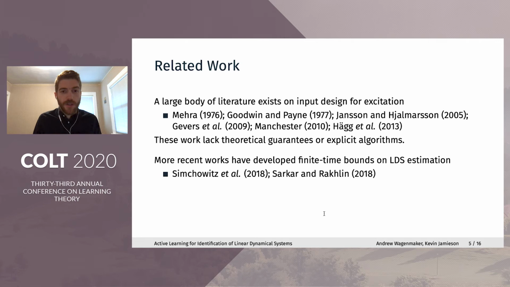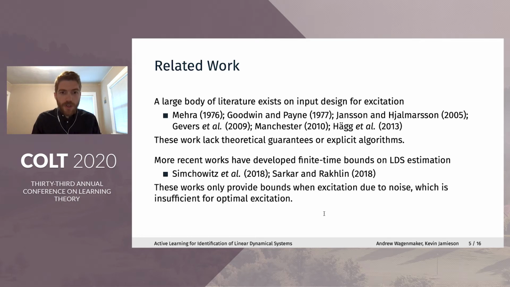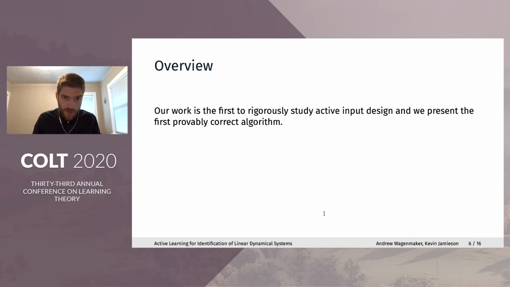More recently, there's been some interest in the machine learning community in system identification and applying machine learning techniques to control problems, and in particular, developing finite time bounds on estimating dynamical systems. And so two relevant papers, Simchowitz et al. and Sarkar and Rakhlin from 2018, basically solve problems similar to ours, but the bounds they provide only work when the excitation is due to noise. And as we're going to see, this is actually insufficient for optimal excitation. So in this work, we're actually the first to rigorously study this problem of active input design. We present the first provably correct algorithm that solves it.